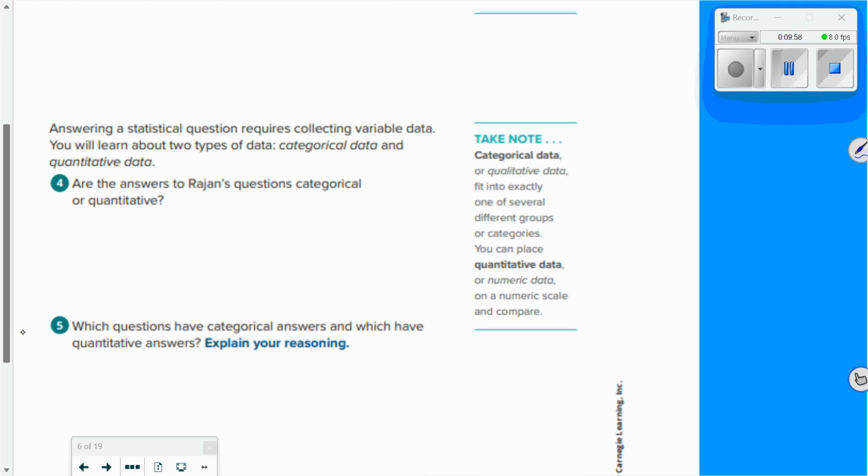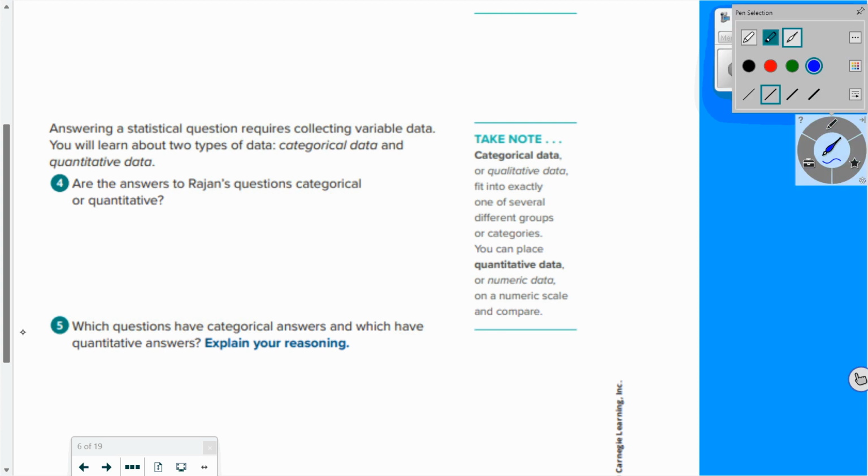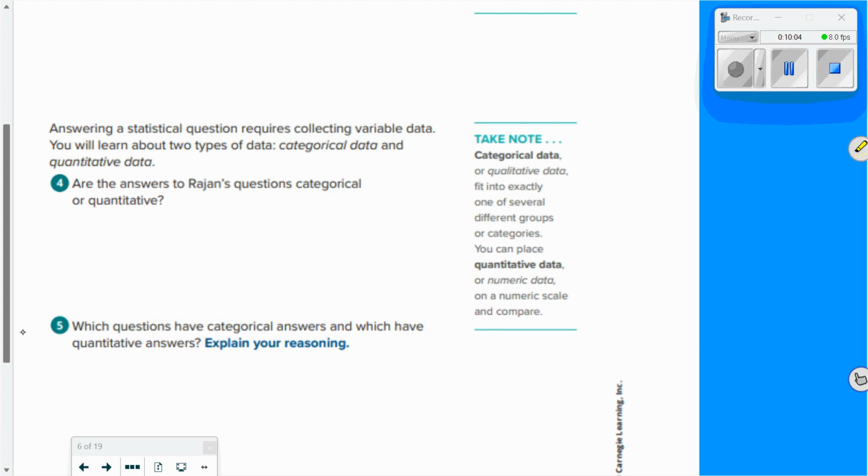So we're going to skip that first part. We've got two more definitions we need though. Categorical data, or qualitative data, fit into exactly one of several different groups or categories. So when I'm looking at categorical data, I'm basically saying, how often does this happen? Categorical data is stuff like, what's your favorite sport? Is basketball represented by a number? No. But can I count how many people like basketball? Yes. So that's what makes it categorical data, because the data itself is categorical.